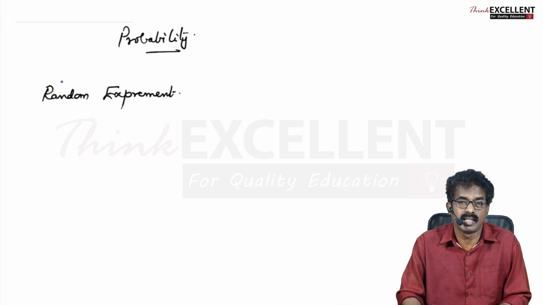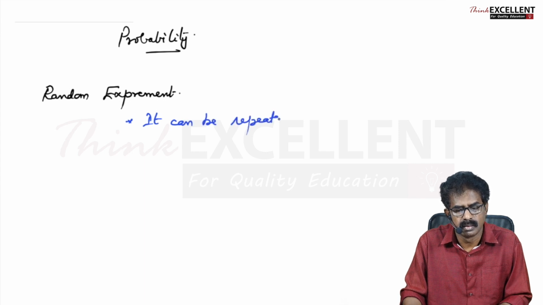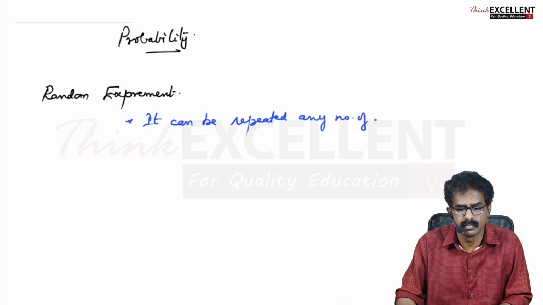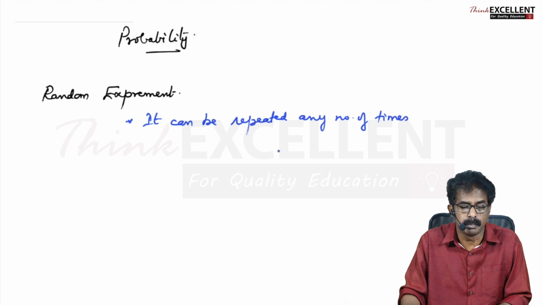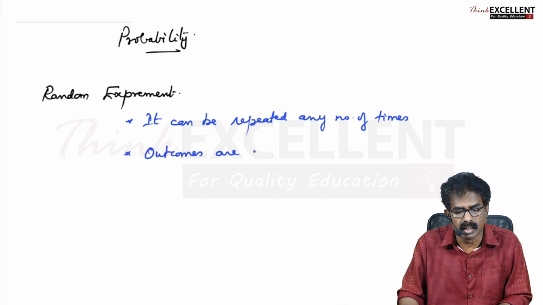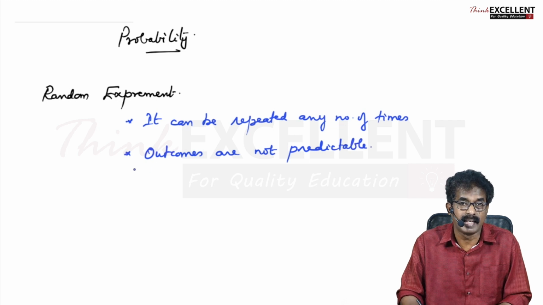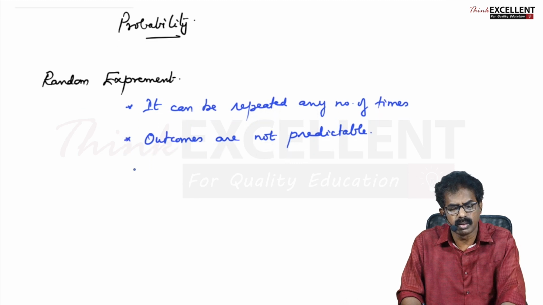There are two conditions for that. The first condition is it can be repeated any number of times. That experiment can be repeated any number of times. And the second condition, that's the most important one, the outcomes. Outcomes means the results. The outcomes are not predictable. Such experiments, we call them what? Random experiments. Okay, so you can say some examples also.